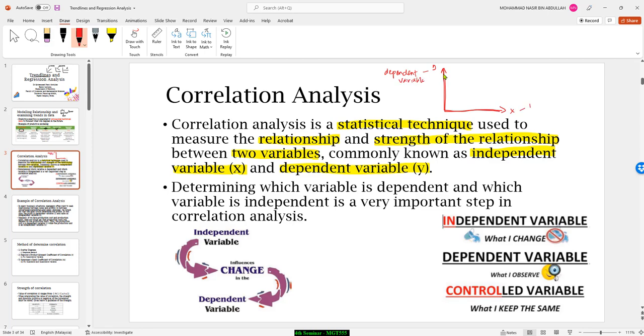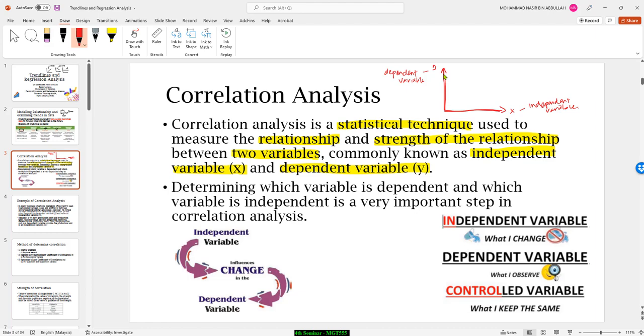X-axis is for independent variable. Right? So what is an independent variable, and what is a dependent variable? Dependent variable is the variable that depends on other variables. Right? For example, heart disease.